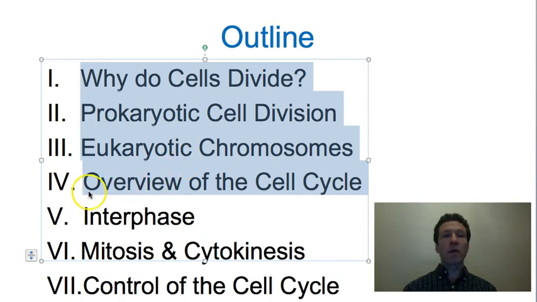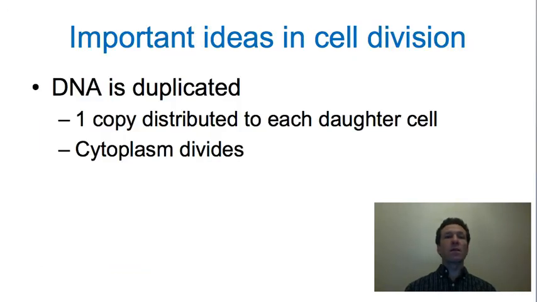And then we'll talk about an overview of the cell cycle, especially as it applies to eukaryotes. In subsequent lectures, we can talk about the remainder of this chapter. So one important idea in cell division is that every time cells divide, there must also be a DNA replication or duplication event. Because each of those daughter cells will need its own copy of the DNA, sometime before the division, that DNA must have been copied.